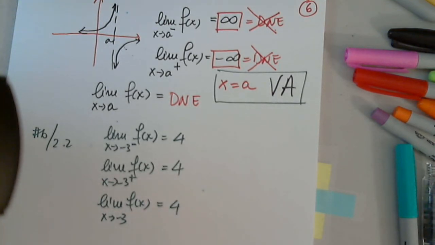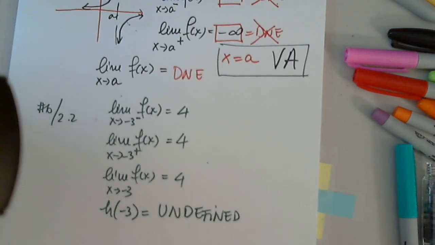Moving on, h of negative 3. Undefined because there's a hole. There is no filled point anywhere at negative 3. Great job. As you see, the limit exists, but the function is undefined.